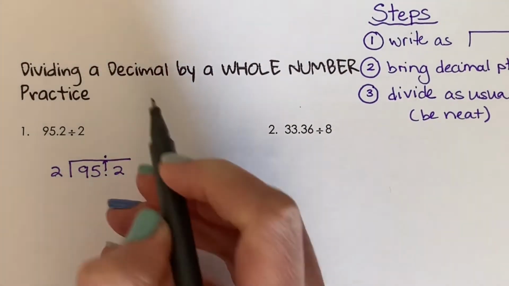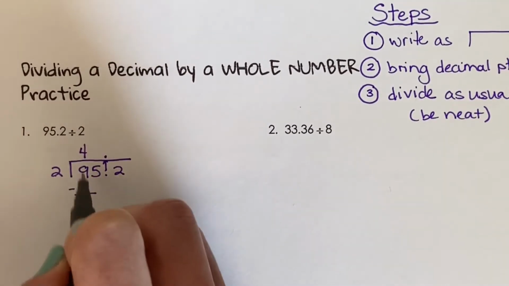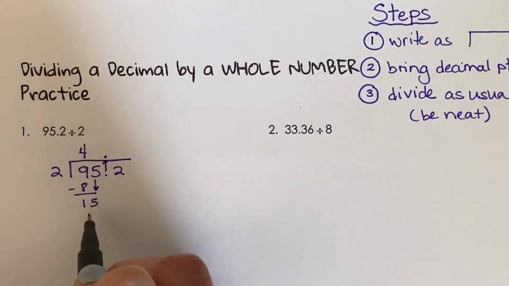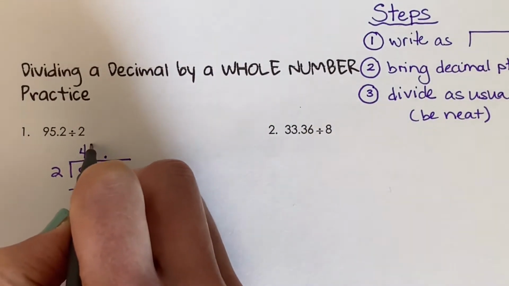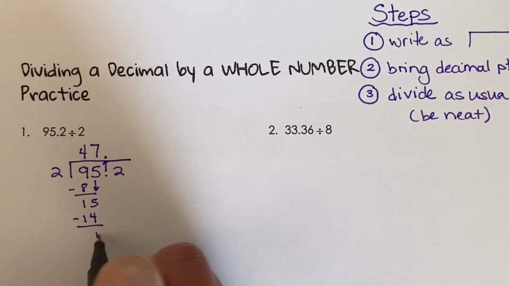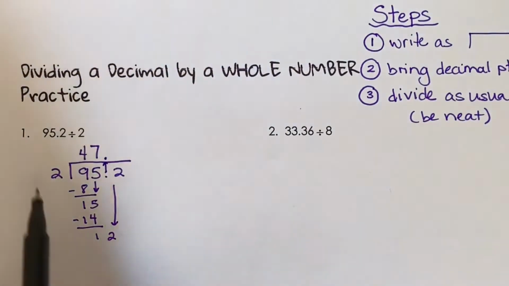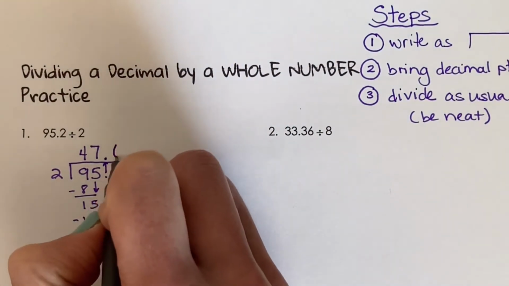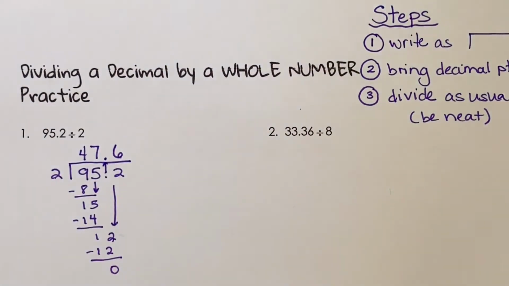Step number 3. How many times does 2 go into 9? 4 times. 4 times 2 is 8. Subtract. I get 1. Bring down the 5. How many times does 2 go into 15? It goes in 7 times. That goes straight up the elevator. 7 times 2 is 14. Subtract. Bring down the 2. There's a little bit of a space because of that decimal, but that is okay. How many times does 2 go into 12? It goes in 6 times, straight up the elevator. 6 times 2 is 12. We subtract, and we're left with 0.